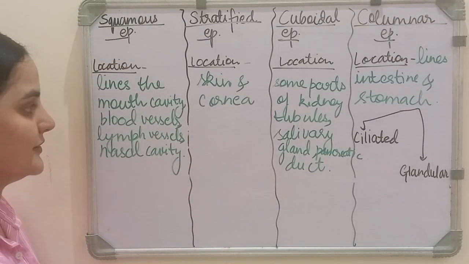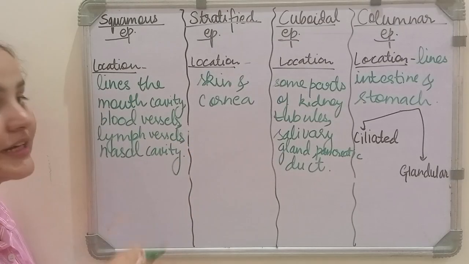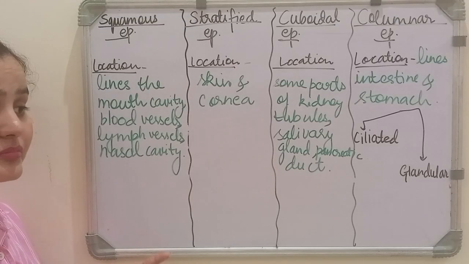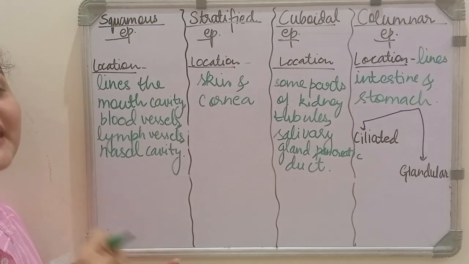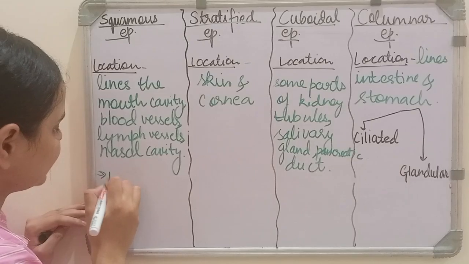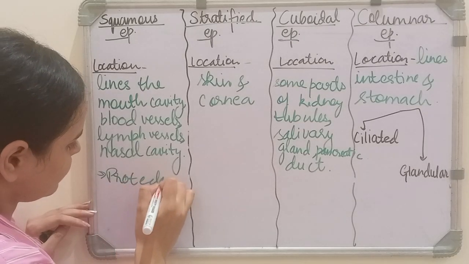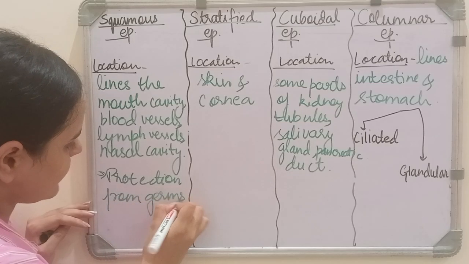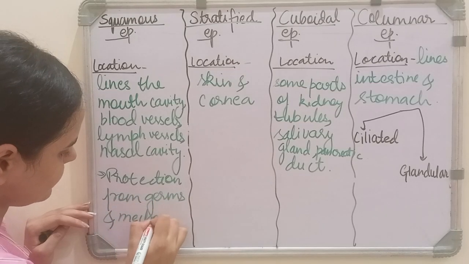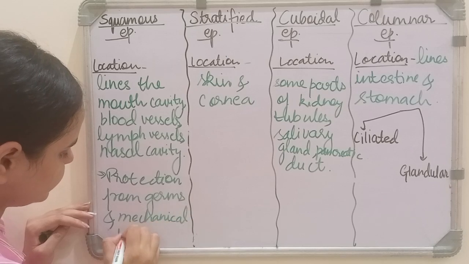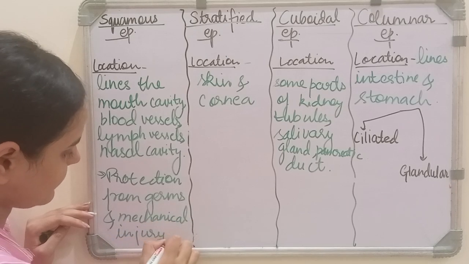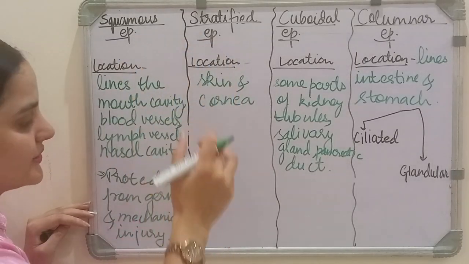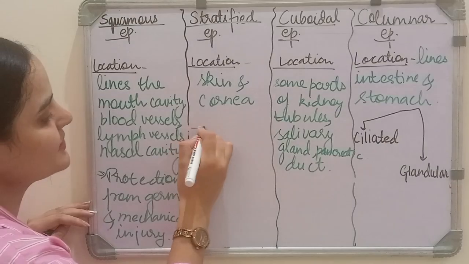Now squamous epithelium. So again it is thin, tile-like. So its function is also what? Protection. It protects our skin from what? From germs, from any kind of mechanical injury. So its function is protection from germs and mechanical injury. Okay. In case of stratified epithelium, again its function is the same as that of squamous epithelium, which is protection.